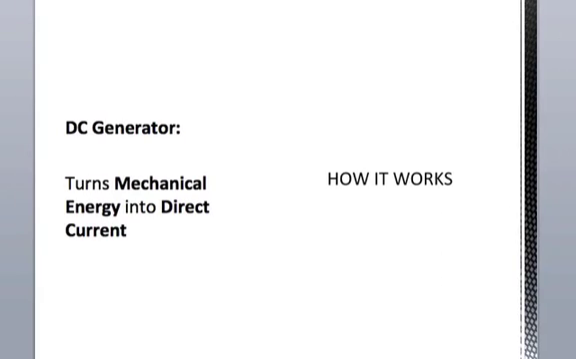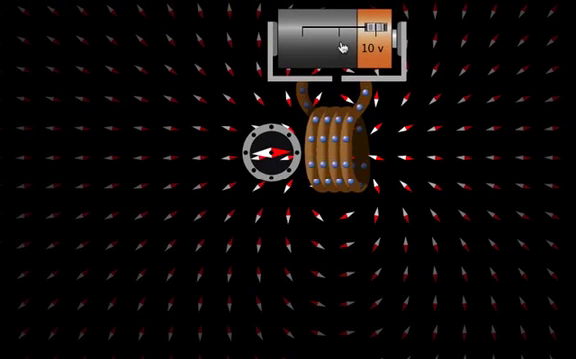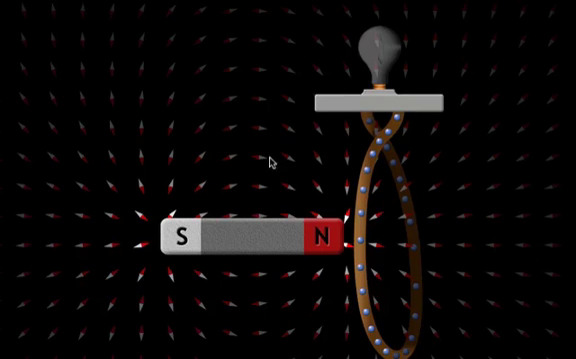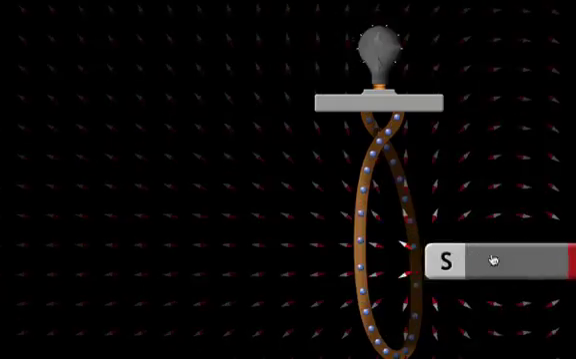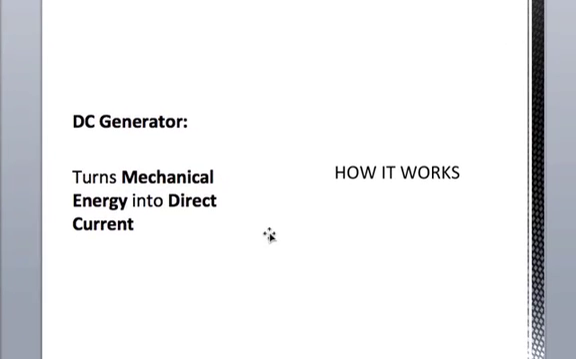So this brings us back to the DC generator. The DC generator basically has the same parts as our DC motor. However, it functions backwards. It turns mechanical energy into direct current. So much in the same way that we can produce an electric field from moving electrons, or we can move electrons by moving a magnet through our coil of wire, we can actually do the same thing with our motor.